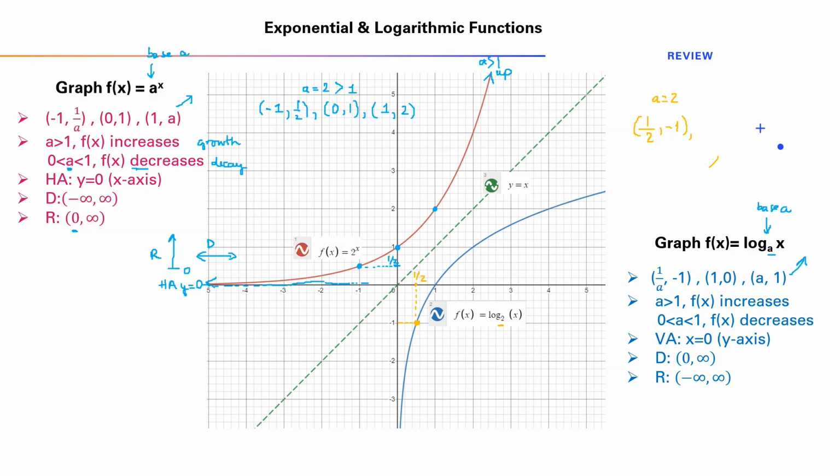And then another point, we have 1, comma 0. And then another point is 2, 1, right here. And we see that with the same base, a equals 2, we have the inverse functions.